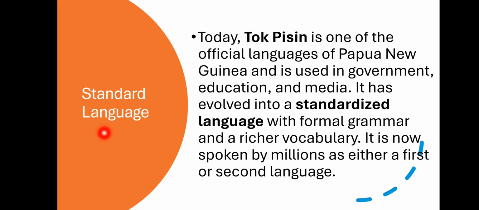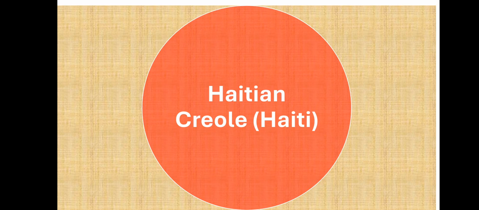Standard language. Today, Tok Pisin is one of the official languages of Papua New Guinea and is used in government, education, and media. It has evolved into a standardized language with formal grammar and richer vocabulary. It is now spoken by millions as either a first or second language. So it has now adopted the shape of a standard language, and it has, as I told, mixed features of the source language, which was English.